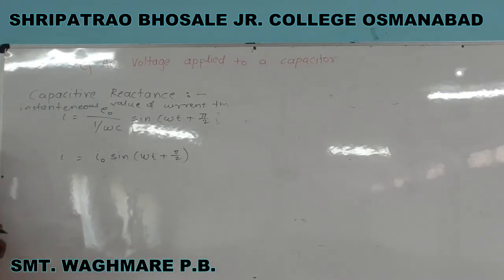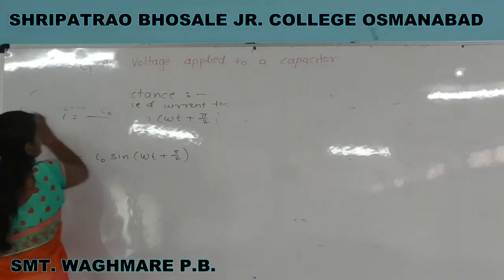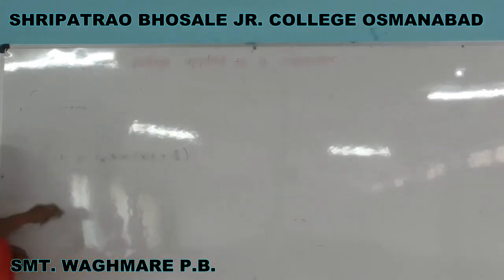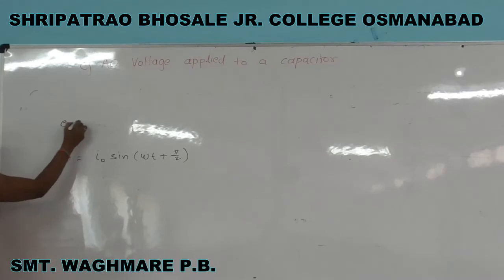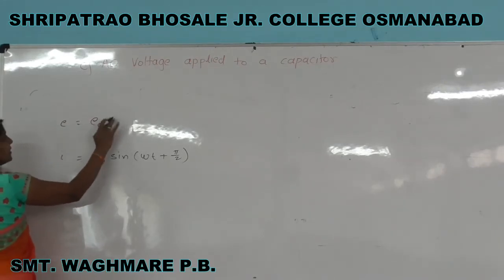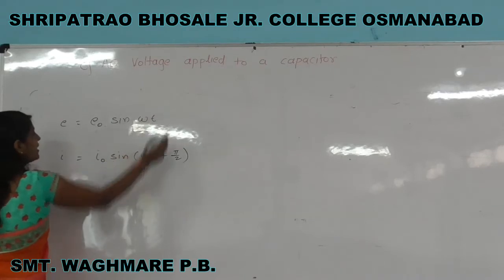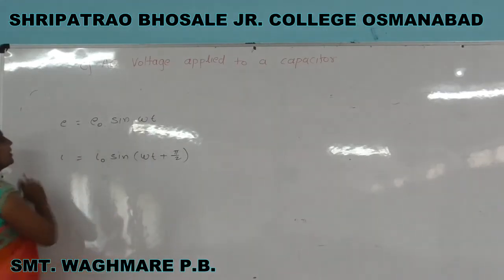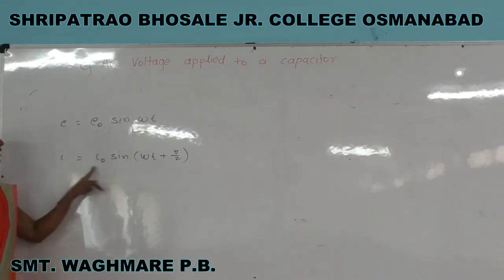Now from this equation, I is equal to I naught sin omega t plus pi by 2. From this equation, we can say that the current is... and the first equation, that is E is equal to E naught sin omega t. We know that E is equal to E naught sin omega t. या दोन इक्वेशन जर आपण कंपॅरिझन केलं तर दोन इक्वेशन वरून काय लक्षात येत आहे?